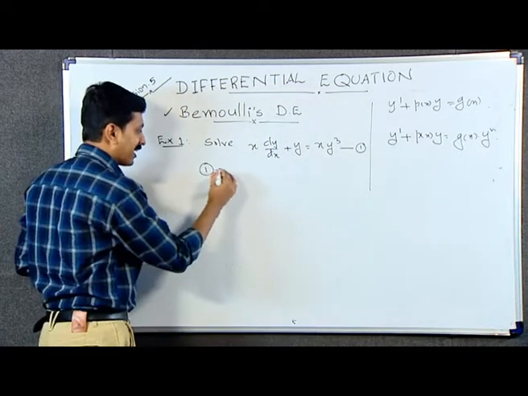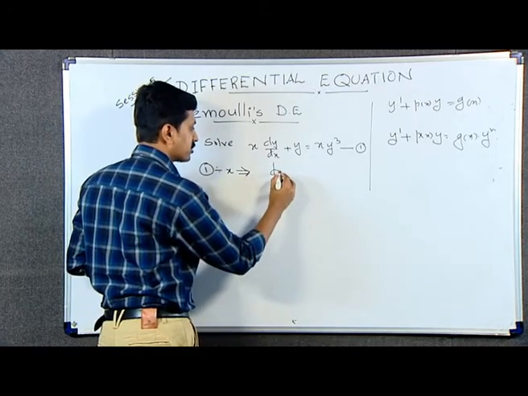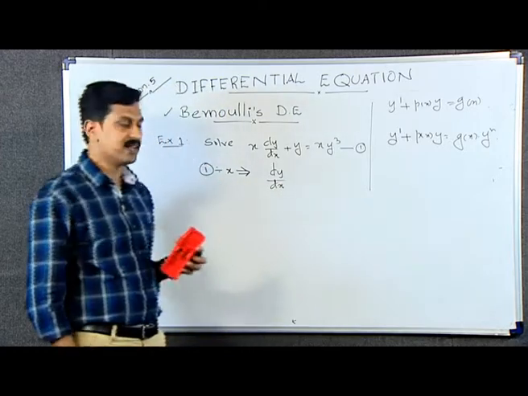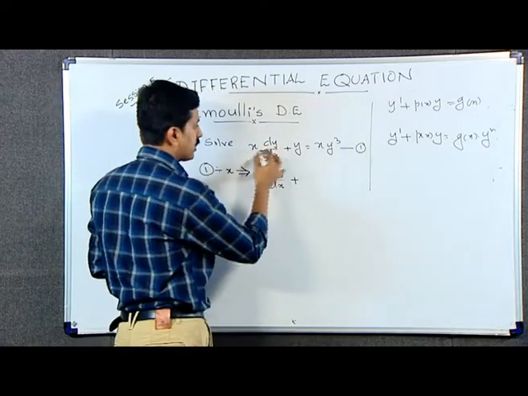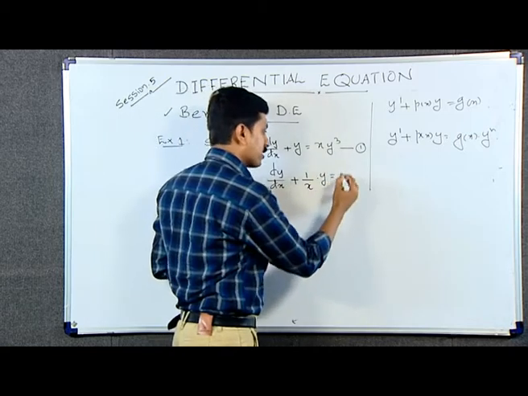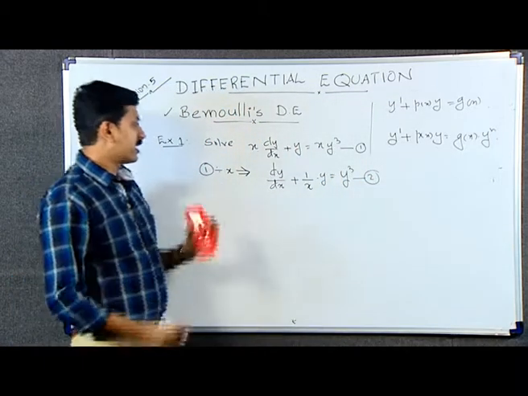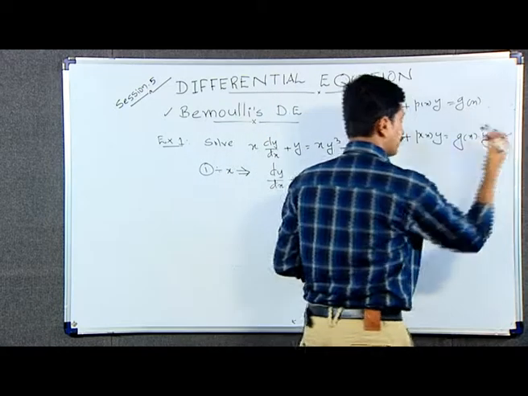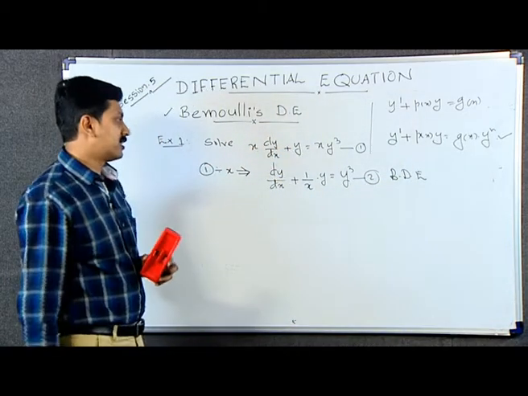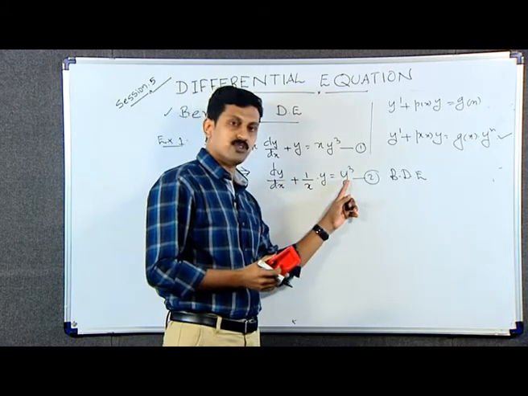I divide 1 with x throughout. So, what will happen? This equation changes to dy by dx plus, dividing with x, 1 by x into y is equal to x by x will go, now y cube only remains there. I am putting this as equation number 2. See, now our equation number 2 is of this form. Therefore, this is Bernoulli's differential equation, a BDE. See, dy by dx plus 1 by x into y is equal to y cube.